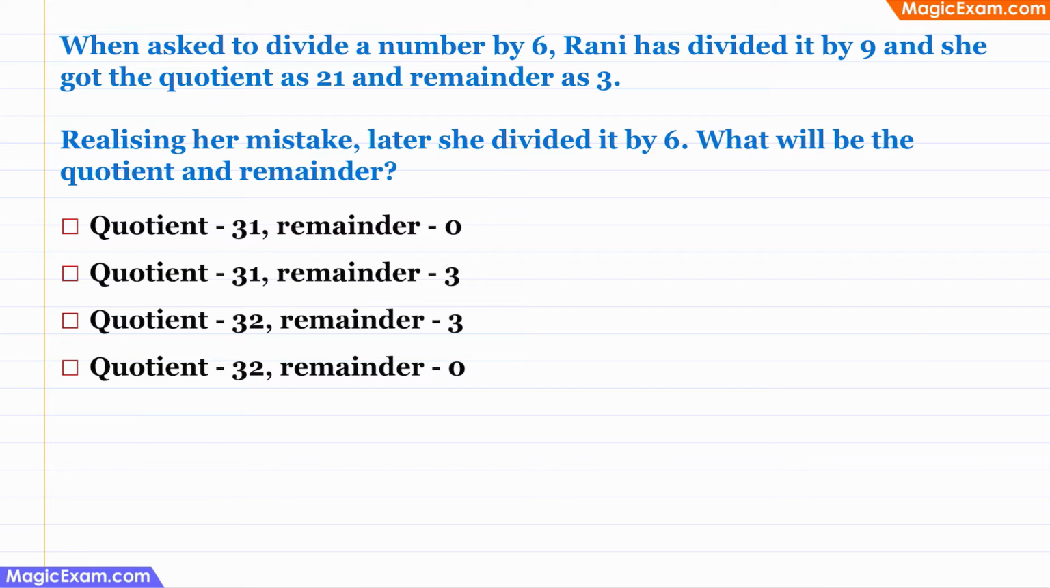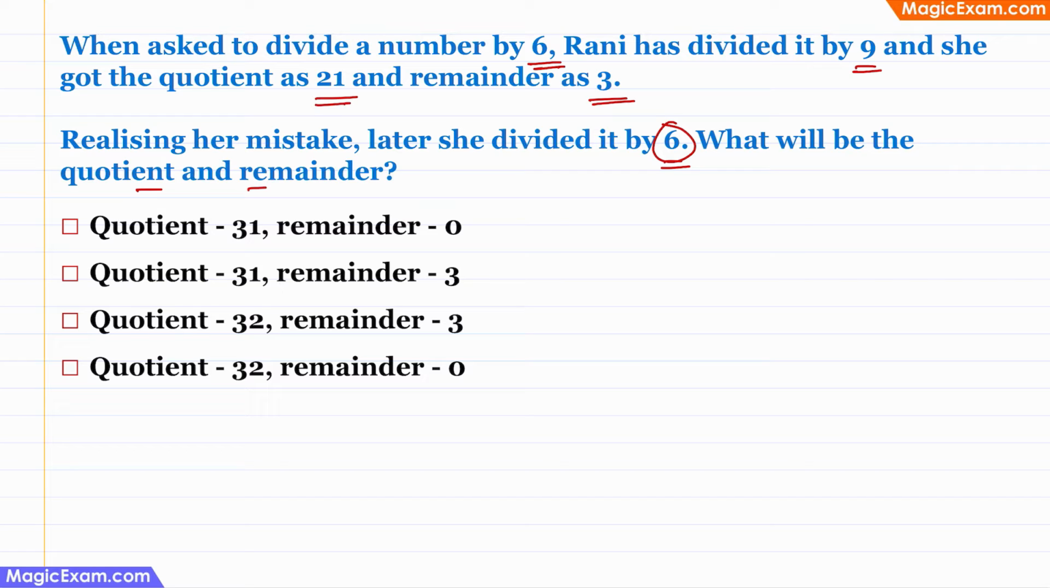When asked to divide a number by 6, Rani instead divided it by 9 and she got the quotient as 21 and the remainder as 3. Later she realized her mistake and she divided it by 6. So what will be the quotient and remainder if she divides the same number with 6? So first we have to find what was the number that she divided. That is, what was the dividend?